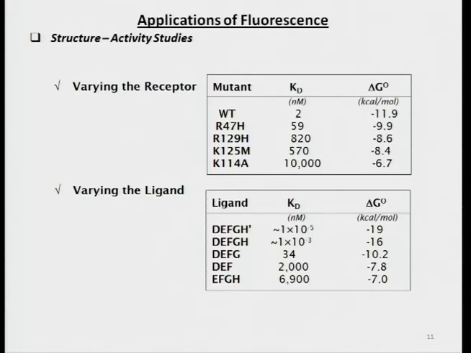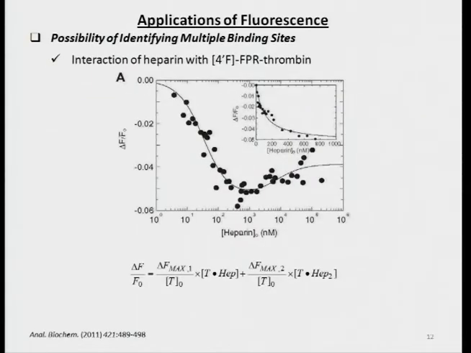Likewise, you can change the ligand concentration and measure the affinity so that we can determine the structure activity studies in really good detail. And this provides very useful information in terms of how our molecules bind. Now, the fluorescence change is also very useful, not just in terms of binding affinities, but it can also help identify multiple binding sites. A number of times you find that the delta F max is different for different conditions.